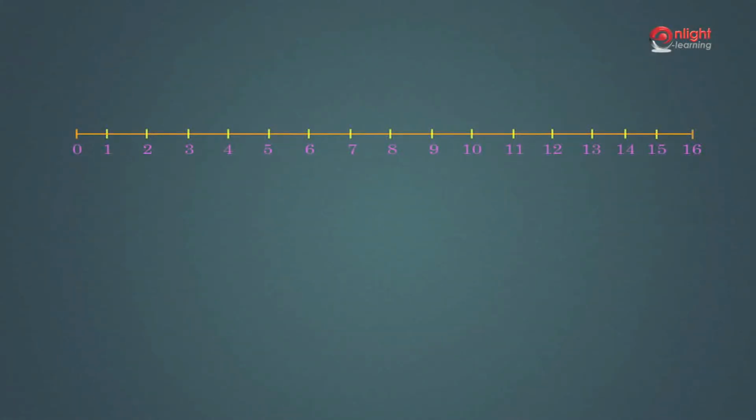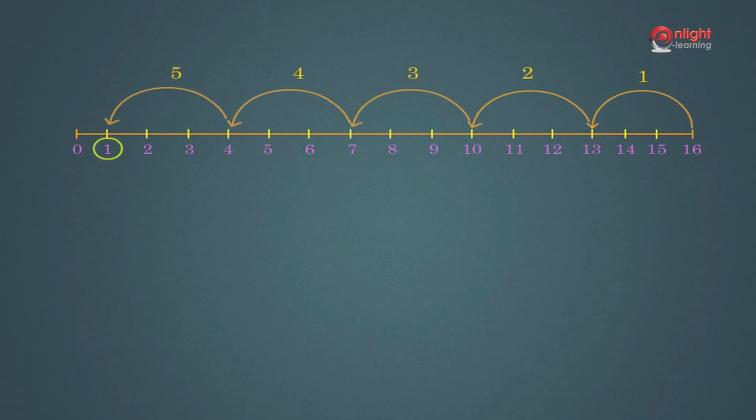On the number line, start at 16, jump backwards 3 steps at a time. Reach 1 after 5 jumps. So 16 divided by 3 equal to 5, remainder 1.